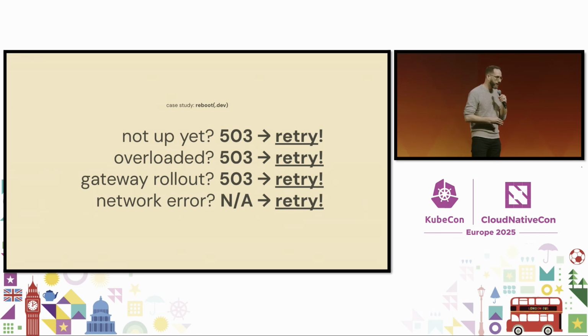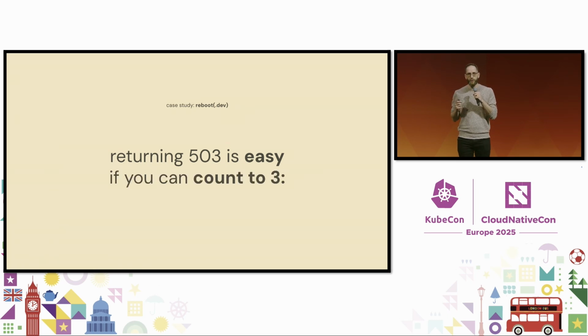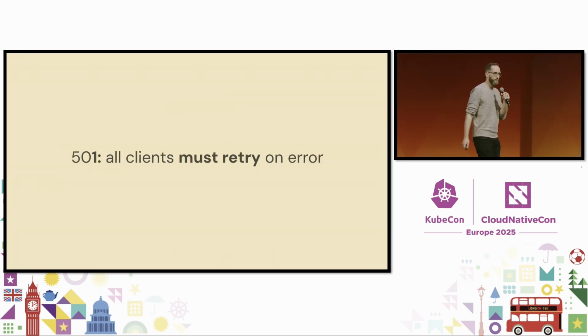If there's a network error, it's the same. We expect the client to retry. And the nice thing for me as an engineer building the backend is that returning a 503 is really easy. That is, if you can count to 3. So, count with me. Number 1, all of your clients have to retry when there's an error.